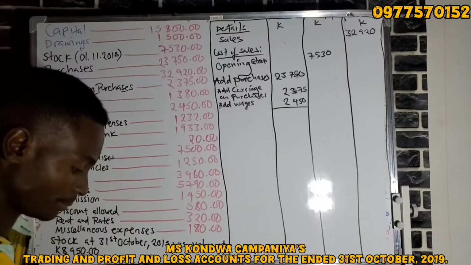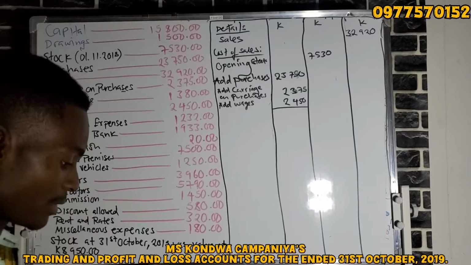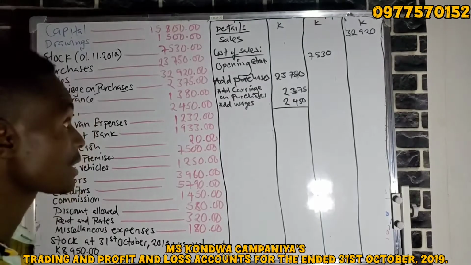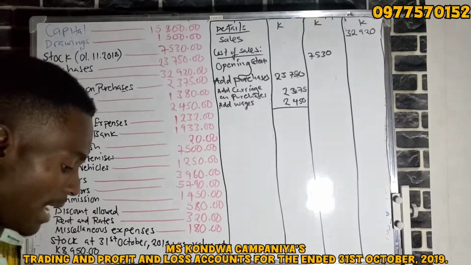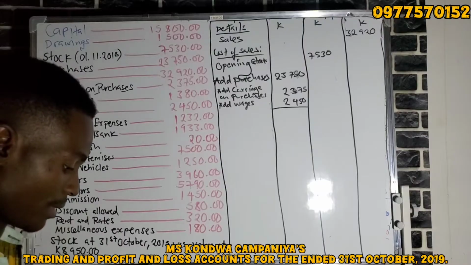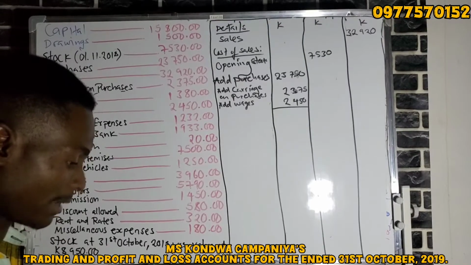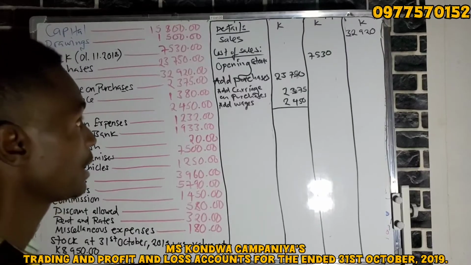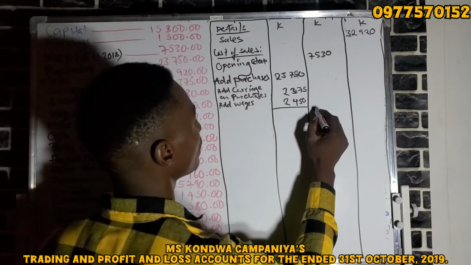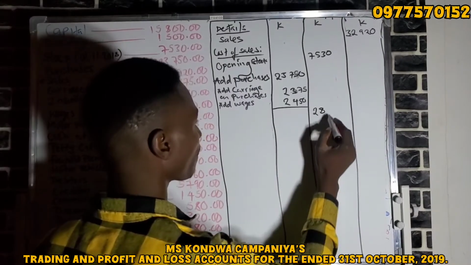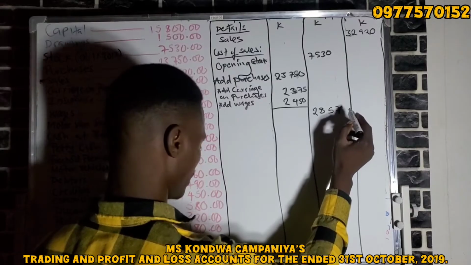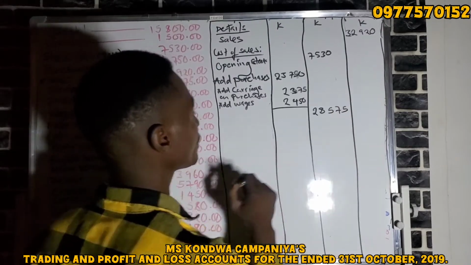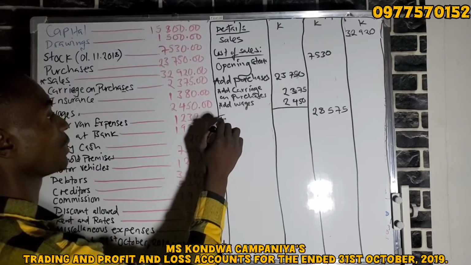So let's add 23,750 plus 2,375 plus 2,450. It's giving me 28,575. What do you call this figure? This is called total purchases.